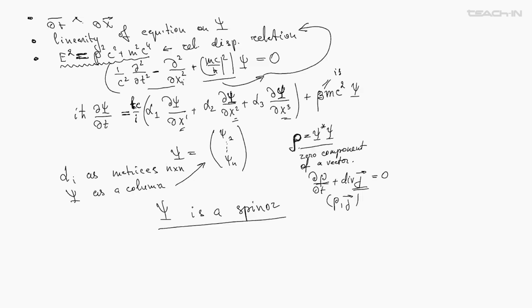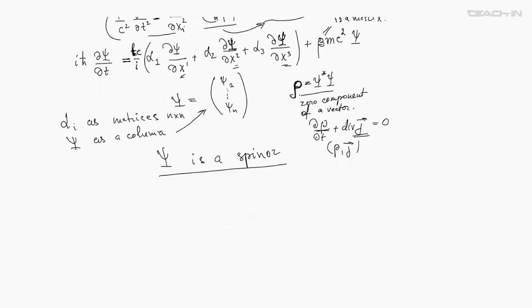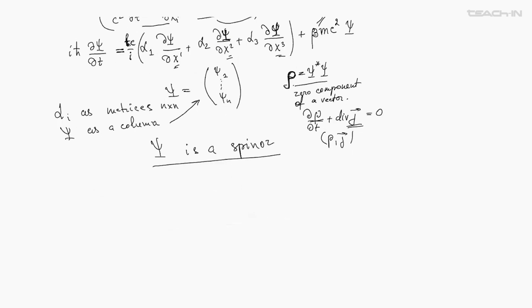So if you want a concise writing for this equation, you introduce three matrices alpha 1, alpha 2, alpha 3, and a matrix beta, and then your equation for psi takes concisely this form: i h bar c d over dt plus i h bar c, now I put everything onto one side, alpha i d over dxi minus beta mc squared acting on psi is equal to 0. This is the equation.